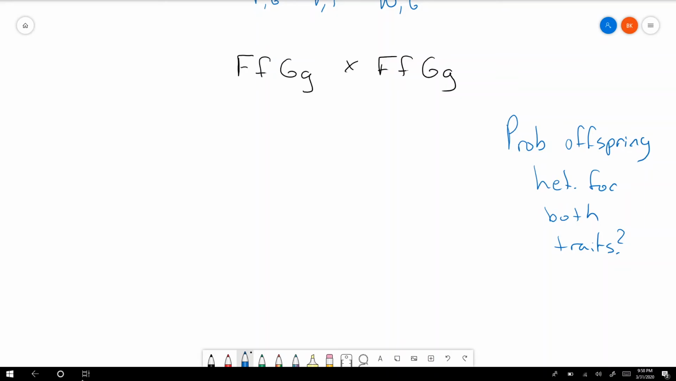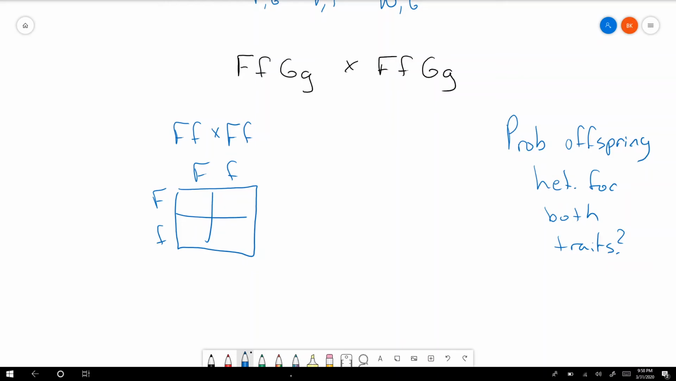So I can just determine the probability of the offspring being heterozygous for the F gene. So I can just do big F little f crossed with big F little f, do the simple Punnett square. You might not even need to do the Punnett square if you have these particular ratios memorized. Okay, so here we go. Finish filling that out. So what's the probability that the offspring will be heterozygous for the F trait? Well, it's 1/2. You can see there's one here and there's one here.